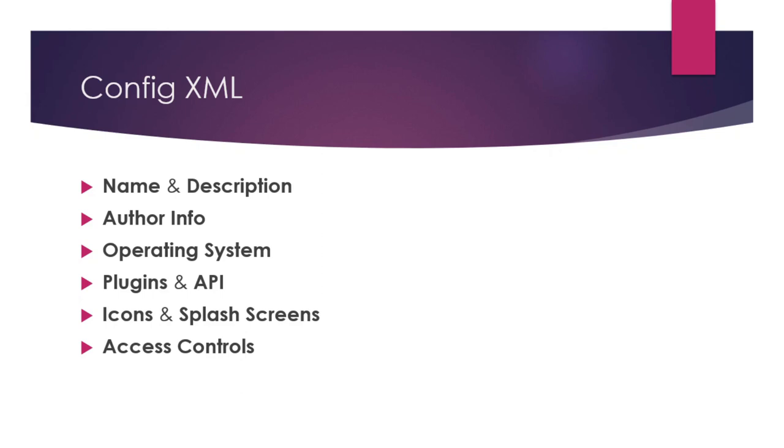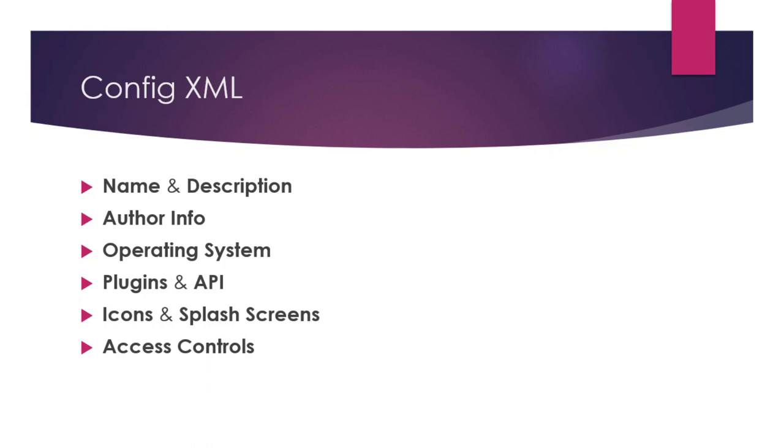Lastly, let's look at the access controls. Over here, you are telling your app which links can be used within the app. You really want to protect your app, so you want to specify certain access controls for it. We'll look at it, and you will have a better understanding of what I'm talking about.